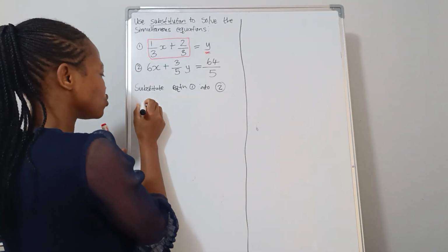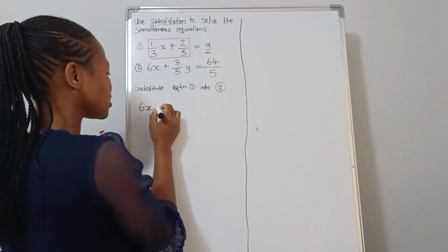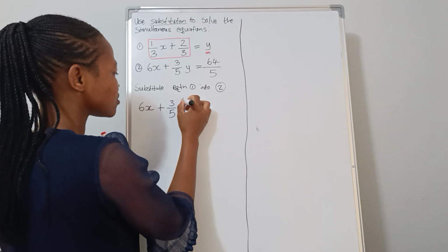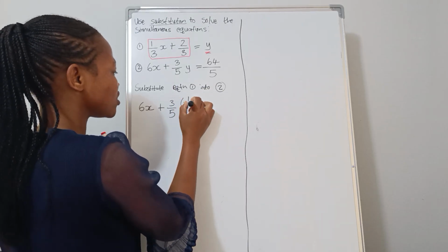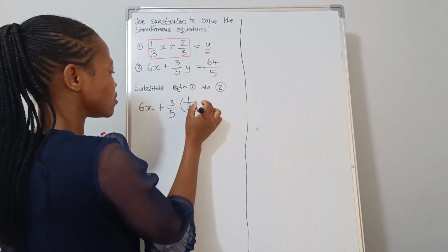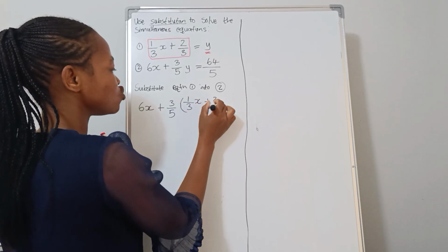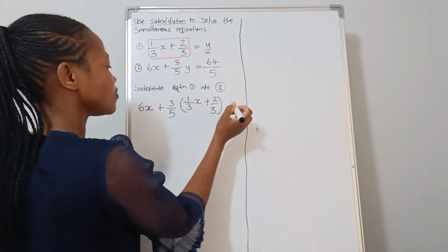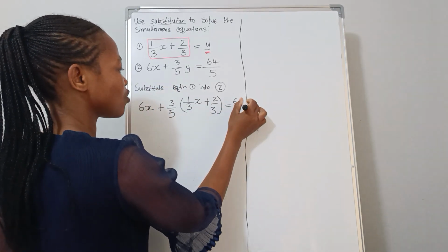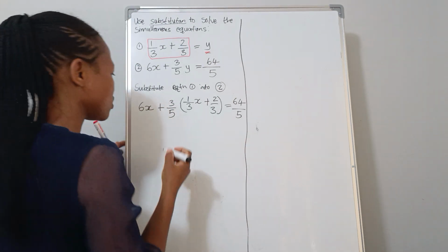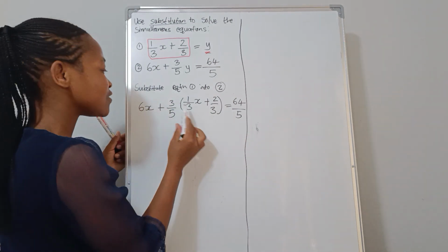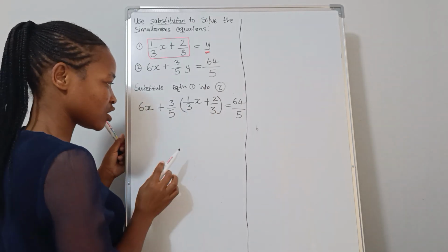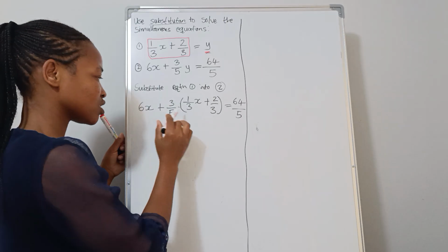So now for equation 2, this is the substitution: 6x plus 3 over 5, my y is 1 over 3x plus 2 over 3, right? Equals 64 over 5. Okay, so we're going to go ahead and solve this. Since these are multiplying, 3 over 5 is multiplying everything that is in here. We are following our BODMAS, okay? So we start with that.